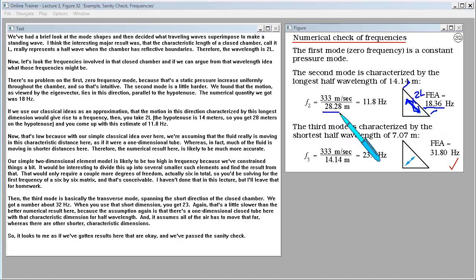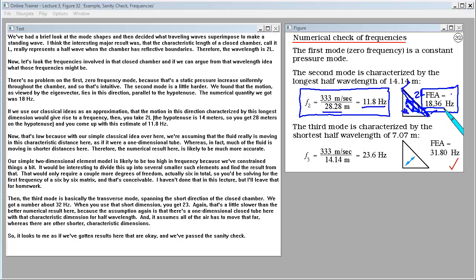And you come up with this estimate of 11.8 hertz. Now that's low because with our simple classical idea over here, we're assuming that the fluid really is moving in this characteristic distance here, as if it were a one-dimensional tube, whereas in fact much of the fluid is moving in shorter distances here, and therefore the numerical result here is likely to be much more accurate. But our simple single-element model is probably going to be too high in frequency because we've constrained things a bit.